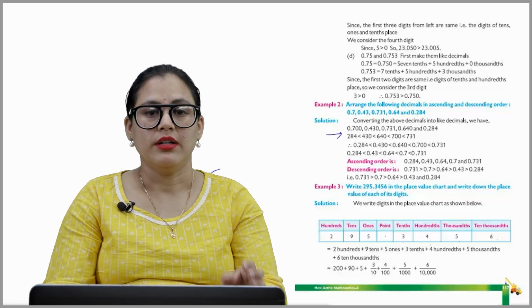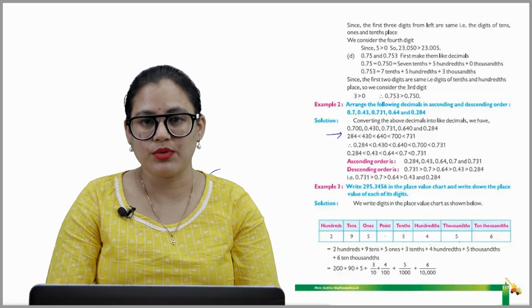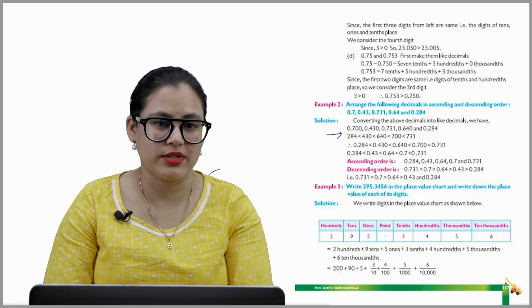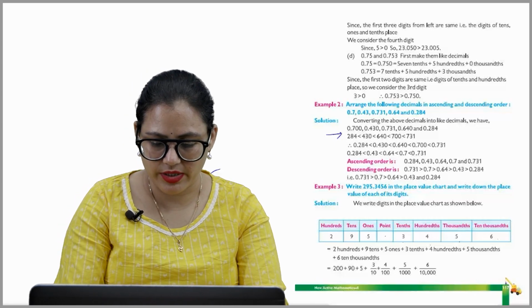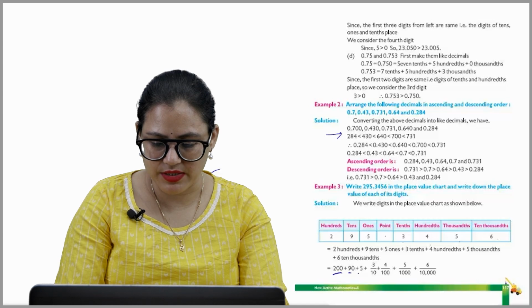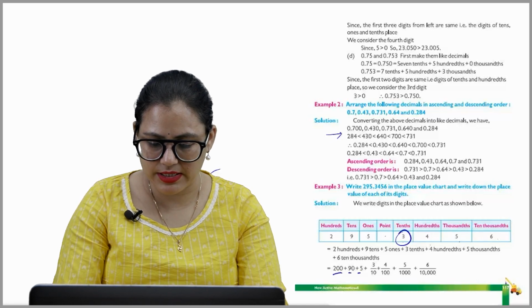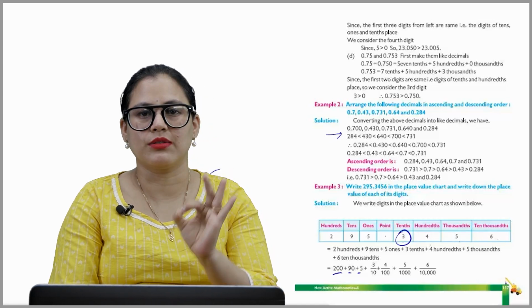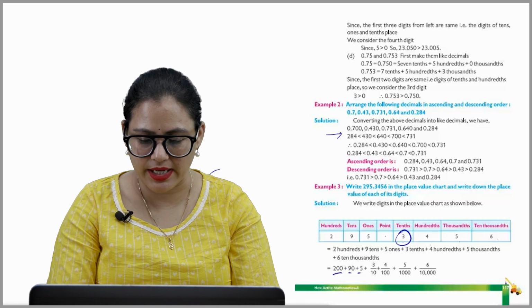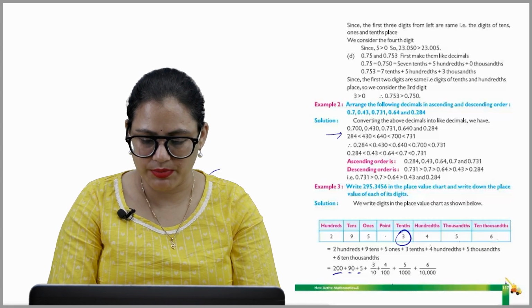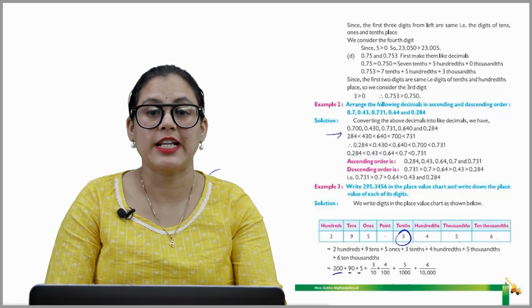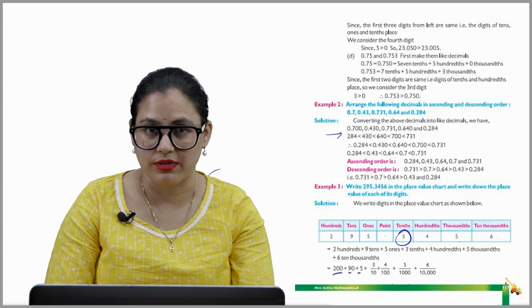Okay. Now, what we have to do is write down the place value of each of its digits. So, we'll write 200 plus 90 plus 5. Now, at tenths place there is a 3, so we'll write it as 3/10. Then 4/100 plus 5/1000 plus 6/10,000.